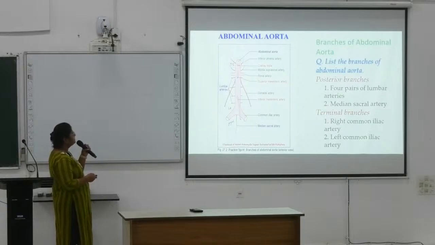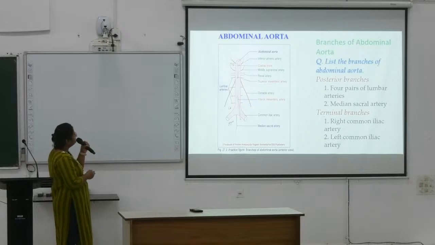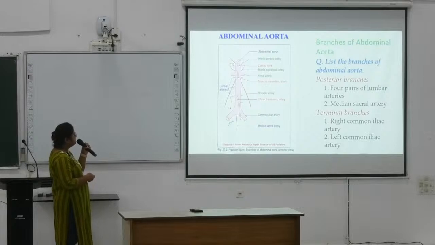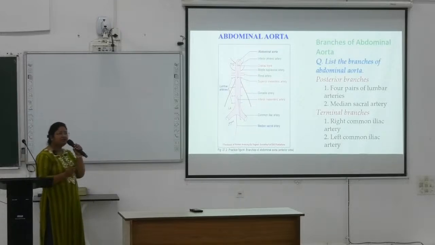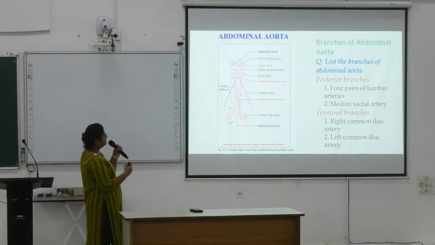Next posterior branches. There are four pairs of lumbar arteries. This small one, these are the four pairs of lumbar arteries, and here is median sacral artery. So these are posterior branches. Next is terminal branches, two common iliac, right and left common iliac arteries. So these are the branches of the abdominal aorta. Okay, maximum branches you will see in your posterior abdominal wall dissection class. Okay, next.